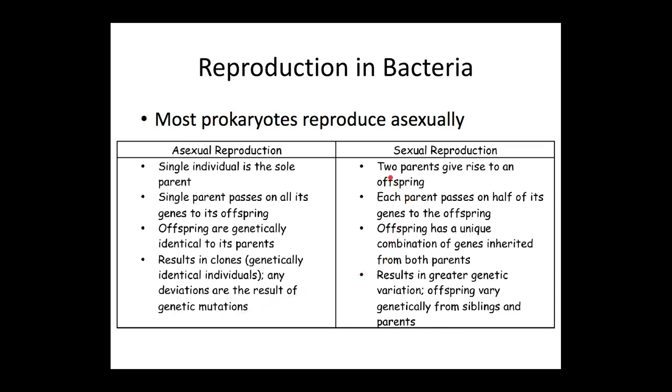During sexual reproduction, two parents will give rise to an offspring together. Each parent will pass on half of its genes to the offspring, and thus the offspring will have a unique combination of genes inherited from both parents. This results in greater genetic variation because offspring can vary genetically from siblings and parents.